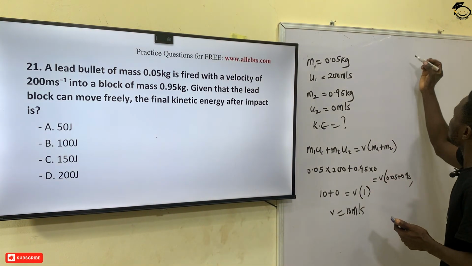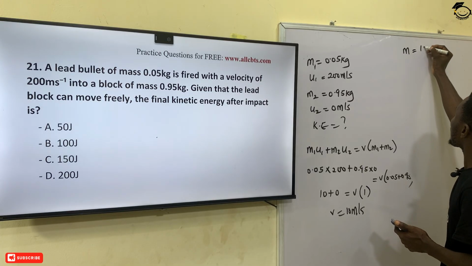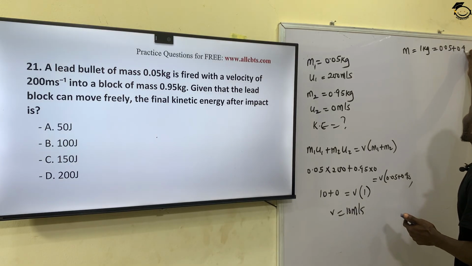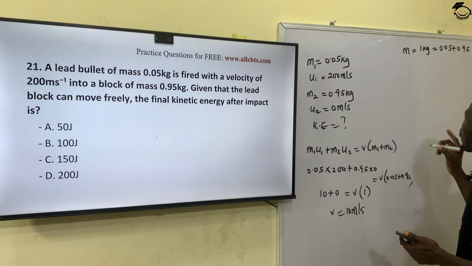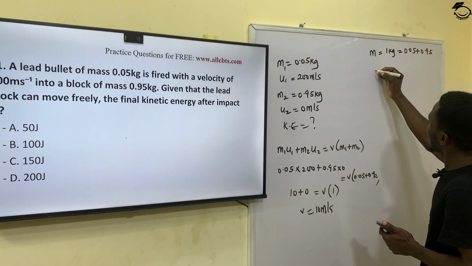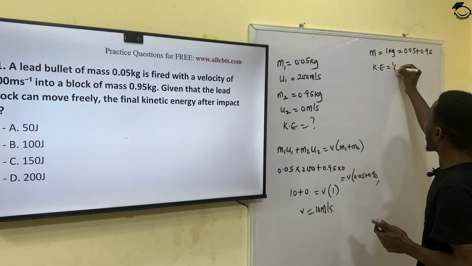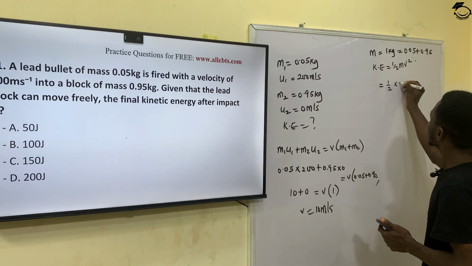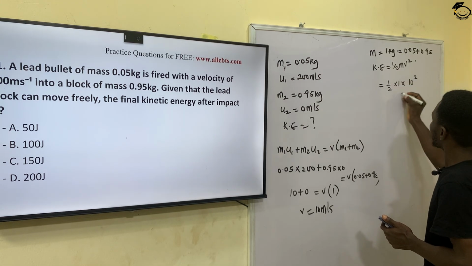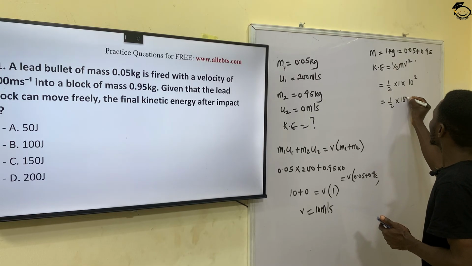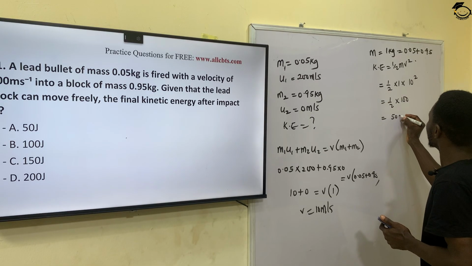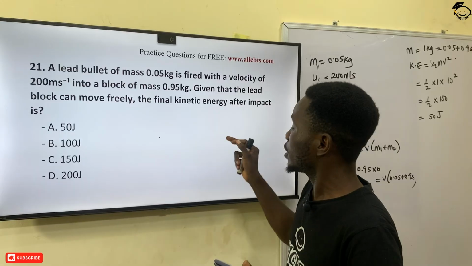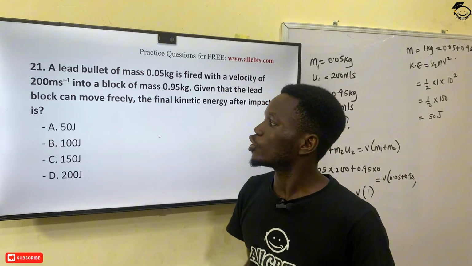They were moving together after impact, so the total mass after impact is 1 kilogram, which is my 0.05 plus my 0.95. And I know that my Ke is equal to half mv squared. So my Ke is equal to 1 over 2 times 1 times 10 squared. That will give me 1 over 2 times 100, which is 50 joules. So after impact, the kinetic energy with which they move is 50 joules, which is option A.